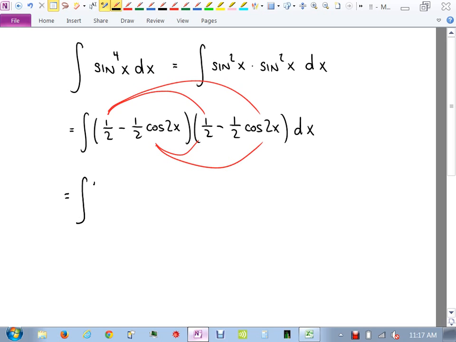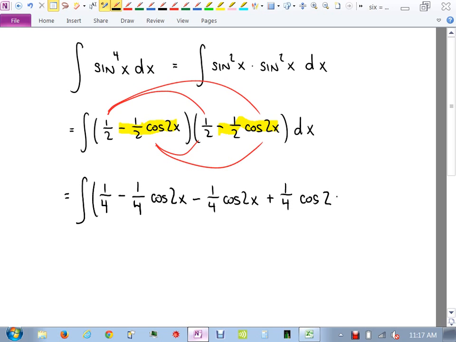So 1/2 times 1/2 is 1/4. Minus 1/4 cosine 2x. The inside is the same, right? Minus 1/4 cosine 2x. Now be careful on this last one here. What are these two multiplied together? Positive 1/4 cosine 2x, but then squared, because there are two of them. So I'm going to put that 2 right there. I'll put it in blue. Then dx.